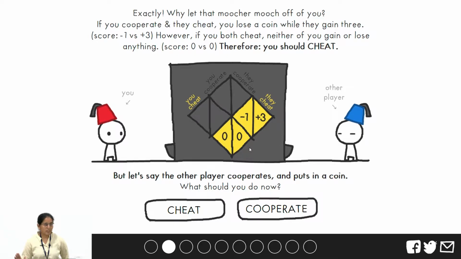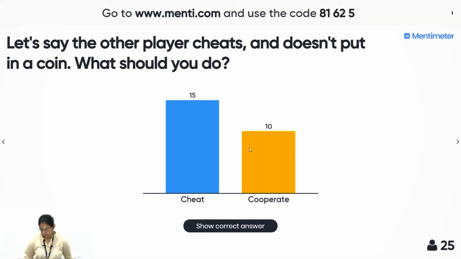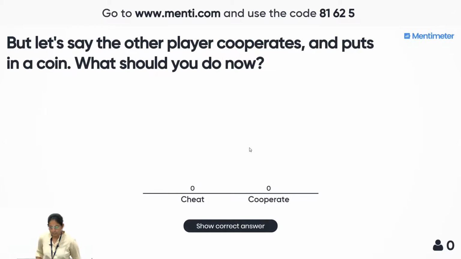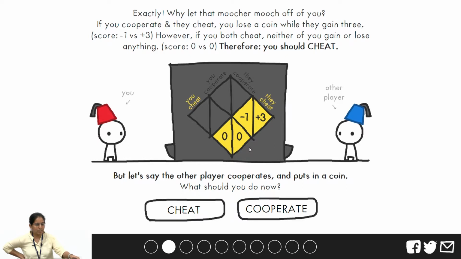What if the other person cooperates? This is the other possibility. What if the other person cooperates? What should be your move? So think about it and respond. The other person is being nice. Should you reciprocate or should you take advantage?